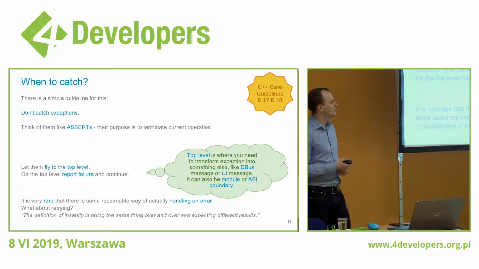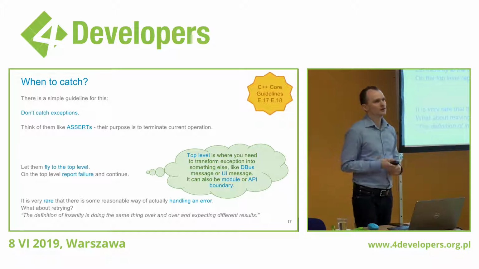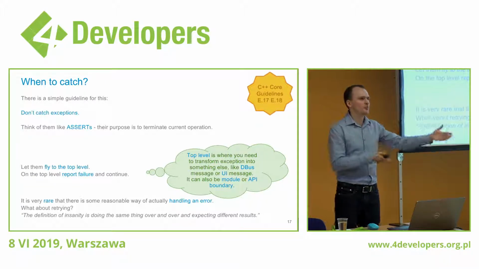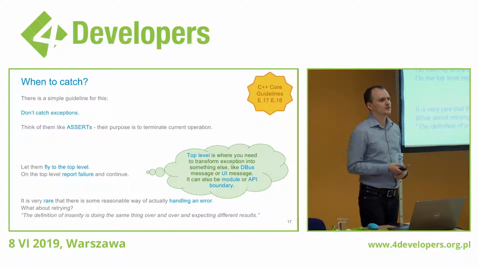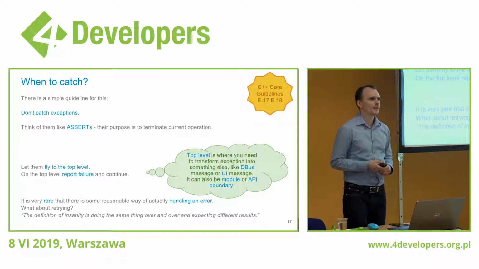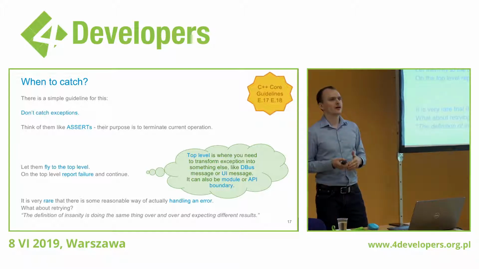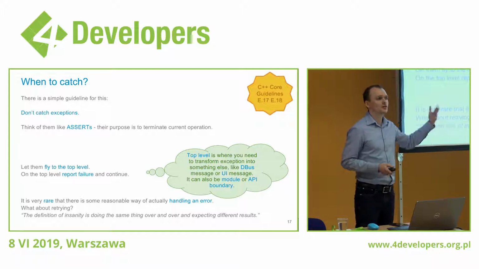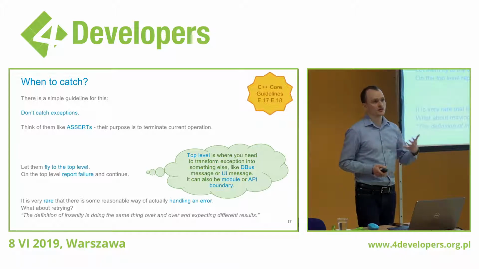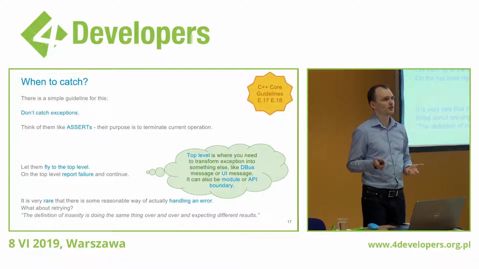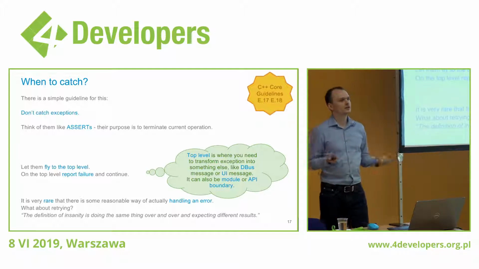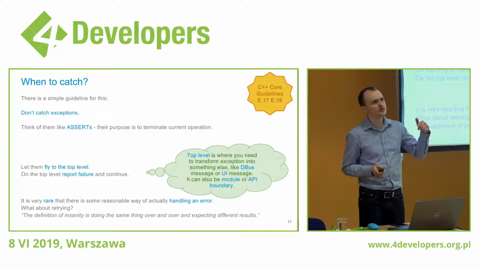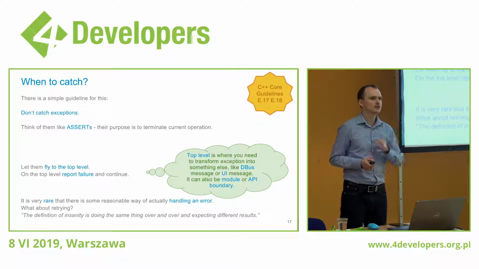So what is this top level? Well, it can be your main function. You can catch exceptions in main, report them, and exit or do something else. It can also be a UI layer. If an exception propagates to the UI, you report the error to the user, a very detailed report. The user will have all the information he needs to change the environment in such a way that when he retries the operation, it will succeed then.